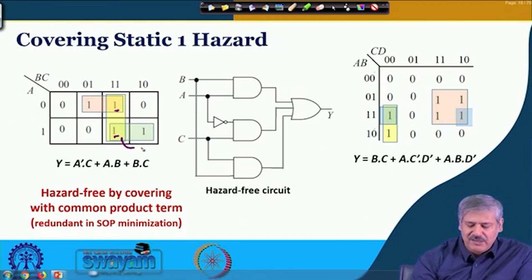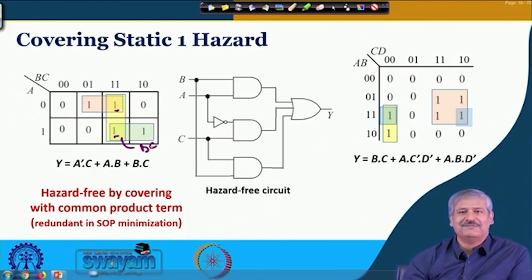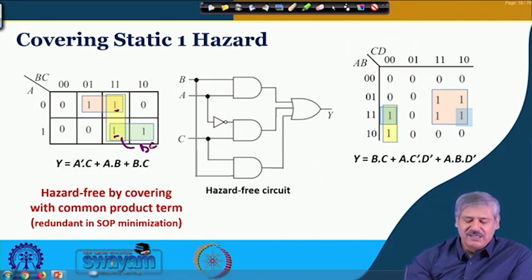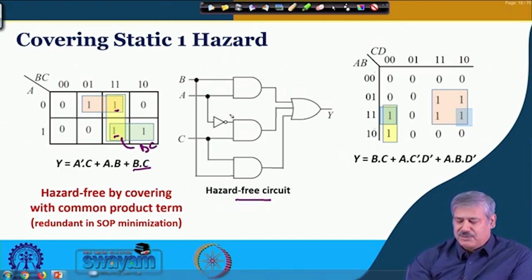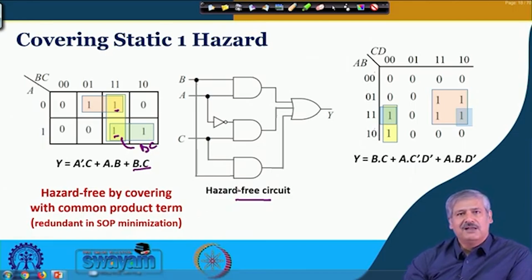So, this common product term is nothing but your BC, which we saw in the first place, but we abandoned it because of the higher cost associated with it. When you include it, that is a redundant term, right. But in this case, when you include it, the hazard gets covered and we get a hazard free circuit. So, this B and C was in the earlier circuit, now this B and C is coming over here, and how is it helping?